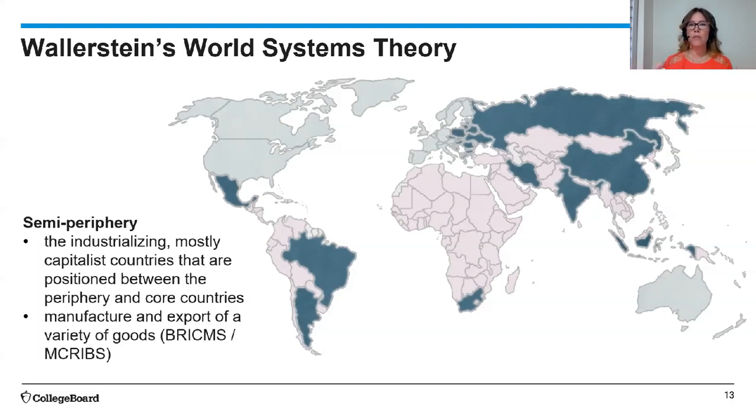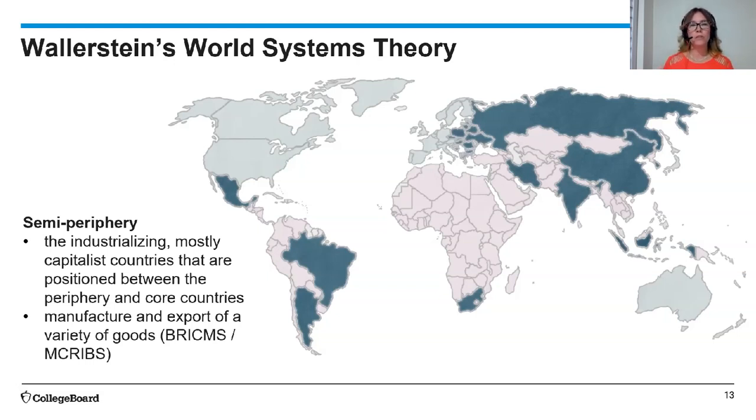And they really have components of both core and periphery. They will manufacture and export a variety of goods. And a good way to remember these semi-periphery countries, they're newly industrializing. We can say the BRIC countries or BRICums, or if you're hungry, you might want to say McRibs.